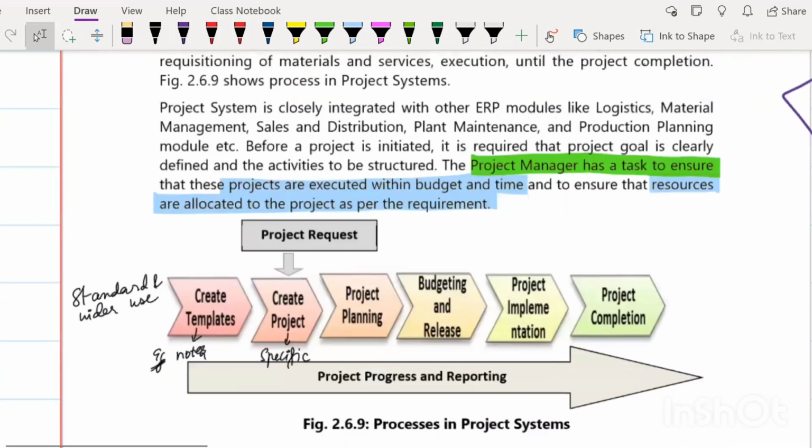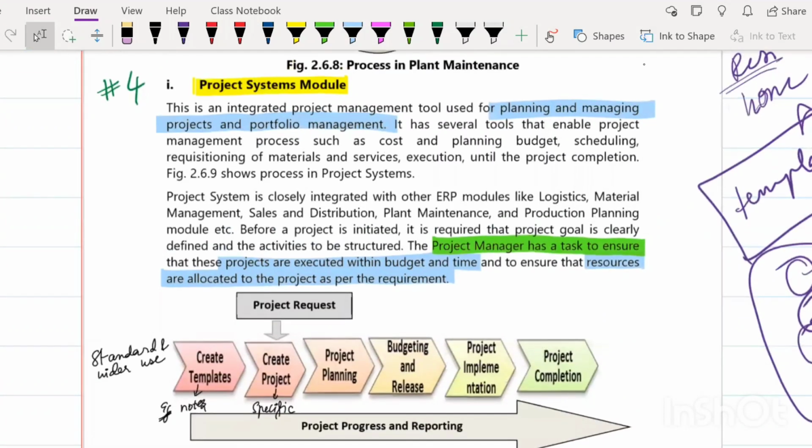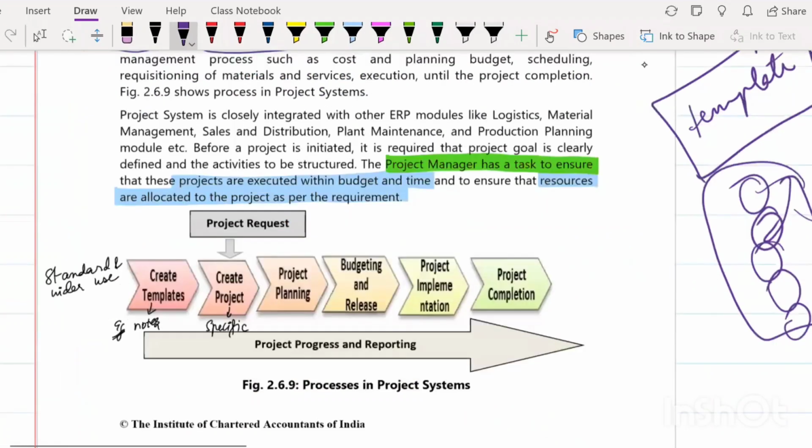Now, the project system module. Here, suppose you have got a project of building a residential complex. This module acts as a tool for planning and managing the projects and the portfolio. The project manager ensures that the projects assigned to you are executed within the budget and the time limit. So it will keep a check on whether the budget is in check, the time is in check, and everything is happening properly.